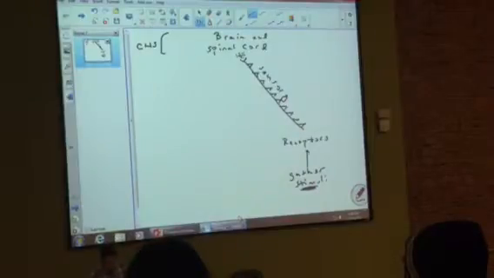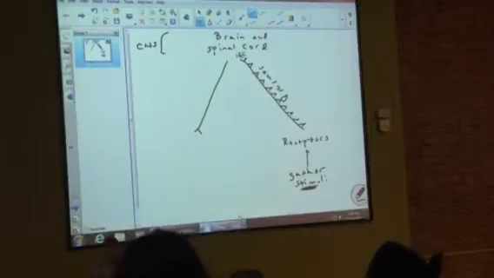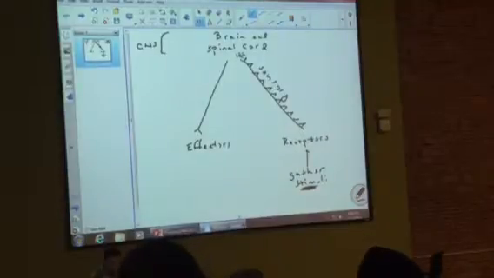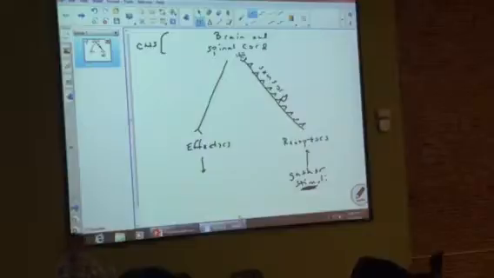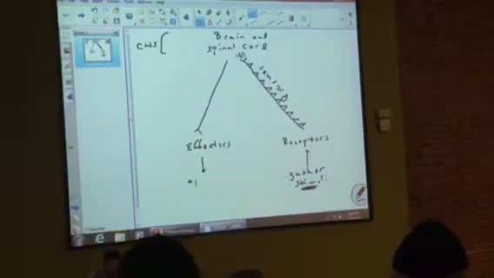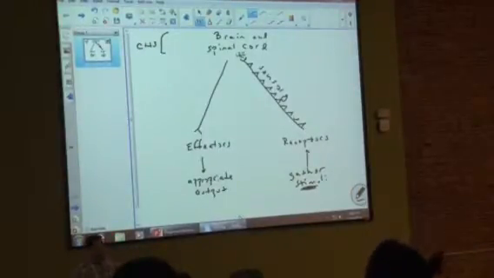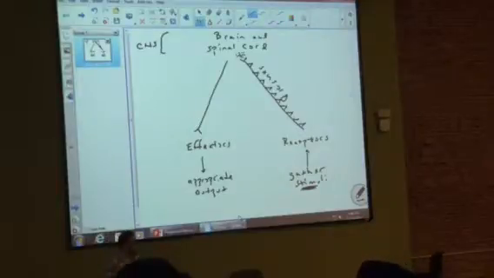The central nervous system can also go in the other direction and talk via the peripheral nervous system to things called effectors. And when we're talking to the effectors, when we're causing something to occur with the effectors, what's going to happen as a result is we're going to get what we call an appropriate output. Now, when I talk about an appropriate output, what might that be? Things we'll discuss in more detail later, but I'll give you a few examples now.